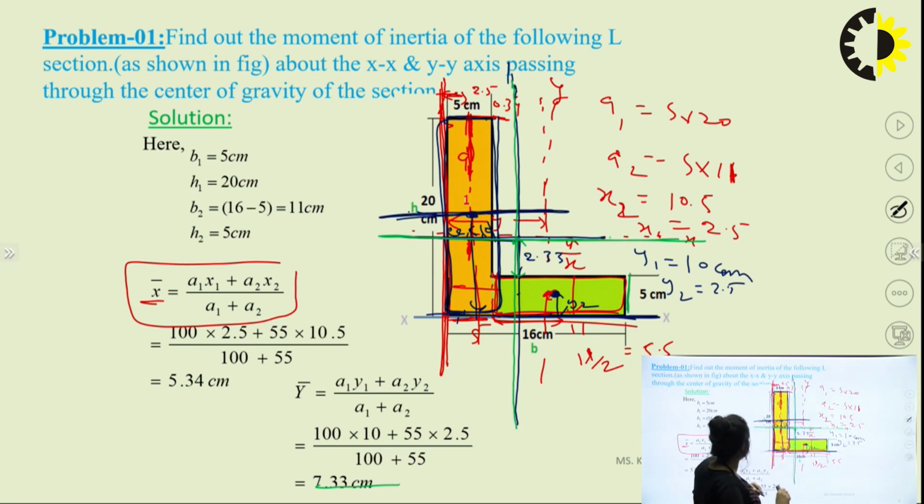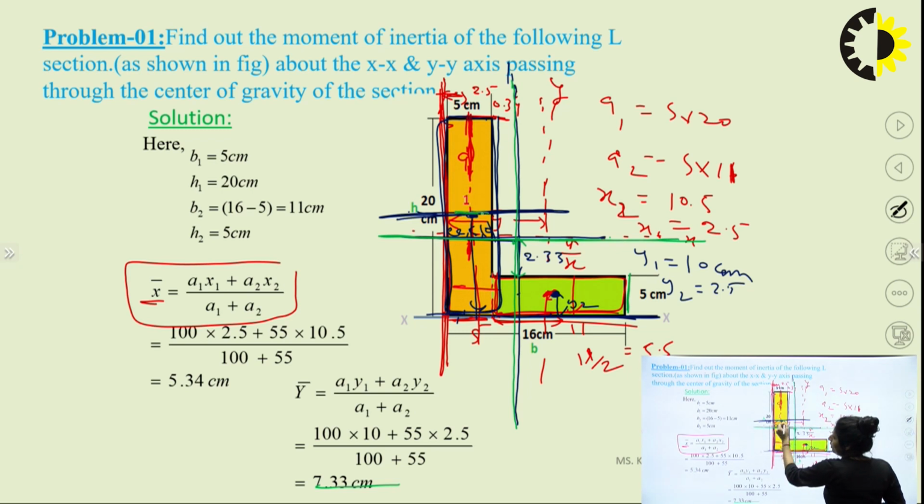We need to find the moment of inertia about this reference axis. But the BD cube by 12 that I used for this section will give the value about this section only. So what do we need to do now? We need to use the parallel axis theorem to take the value here, right? So B1 D1 cube by 12 for this section plus area of B1 D1, this particular section, times h bar squared. h bar is what? This value.